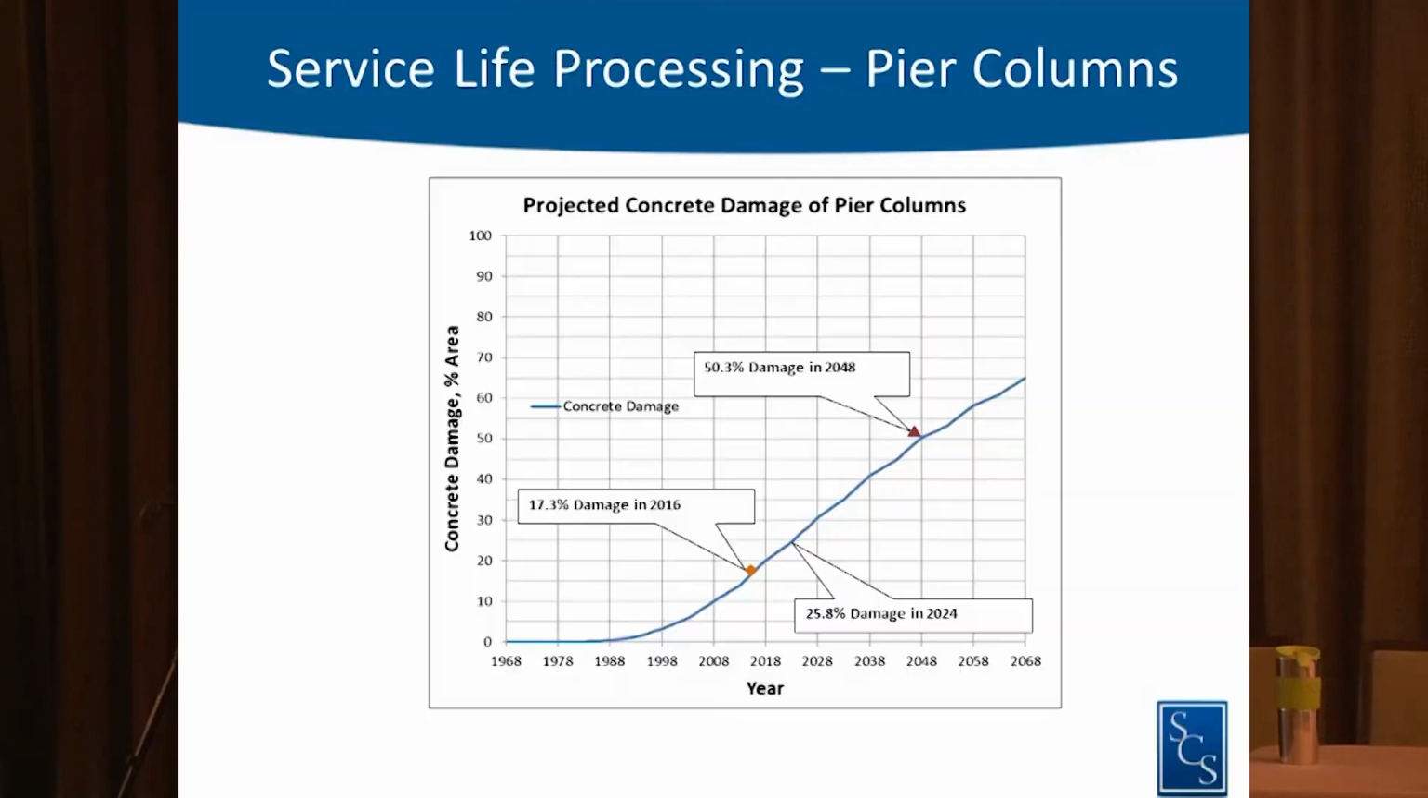Same thing with the pier columns as well. Deterioration is high, and it's going to keep going up, right? So the time to intervene to change the trajectory of this deterioration is today and not wait any longer.